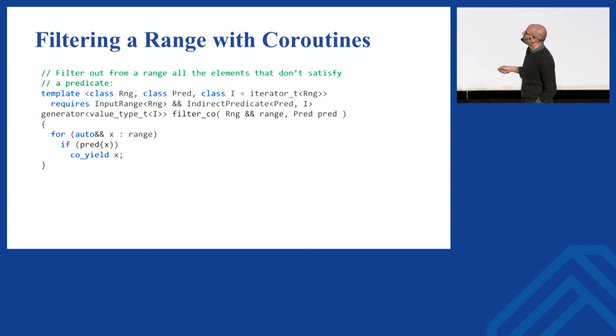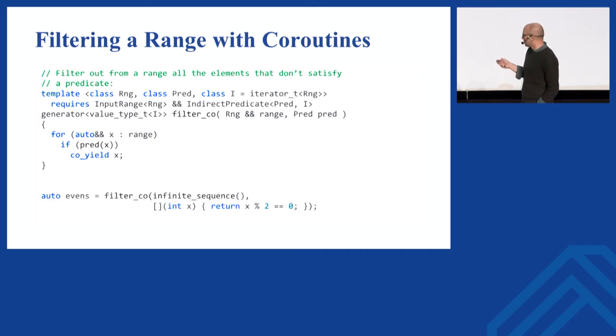Okay. So now that this algorithm is properly constrained, I know that these things are going to succeed. And I could loop over all of the elements in my range, and I can evaluate the predicate on each element. If the predicate returns true, I yield it. I've just filtered my range. This is pretty simple. And now I can filter my infinite sequence using a predicate, and I get all the evens out of that. Okay, that's nice.